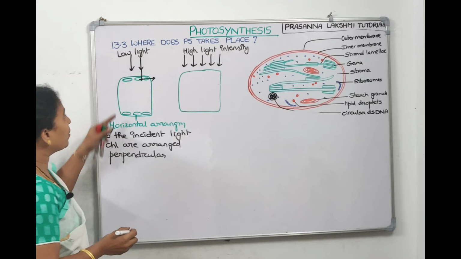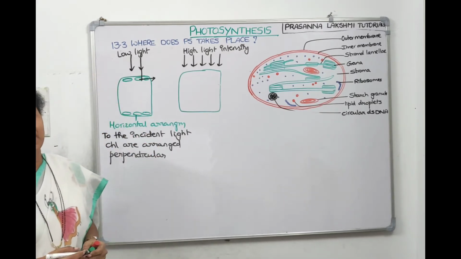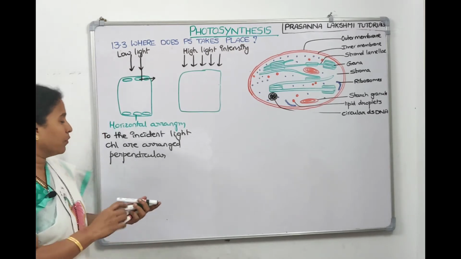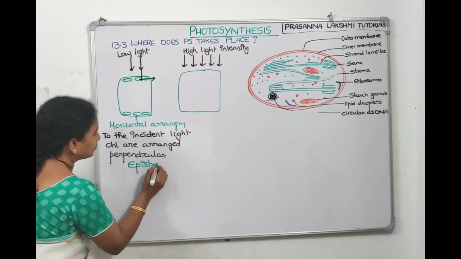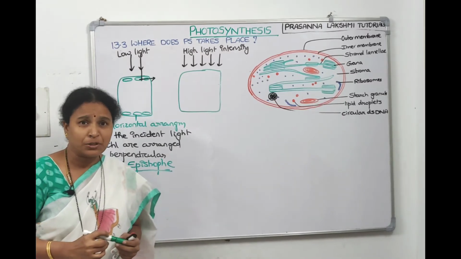Why are they arranged perpendicular? Why are they arranged towards the walls? To trap as much light as possible. What is this condition called? This condition is called epistrophe condition, right children? It is called epistrophe condition.